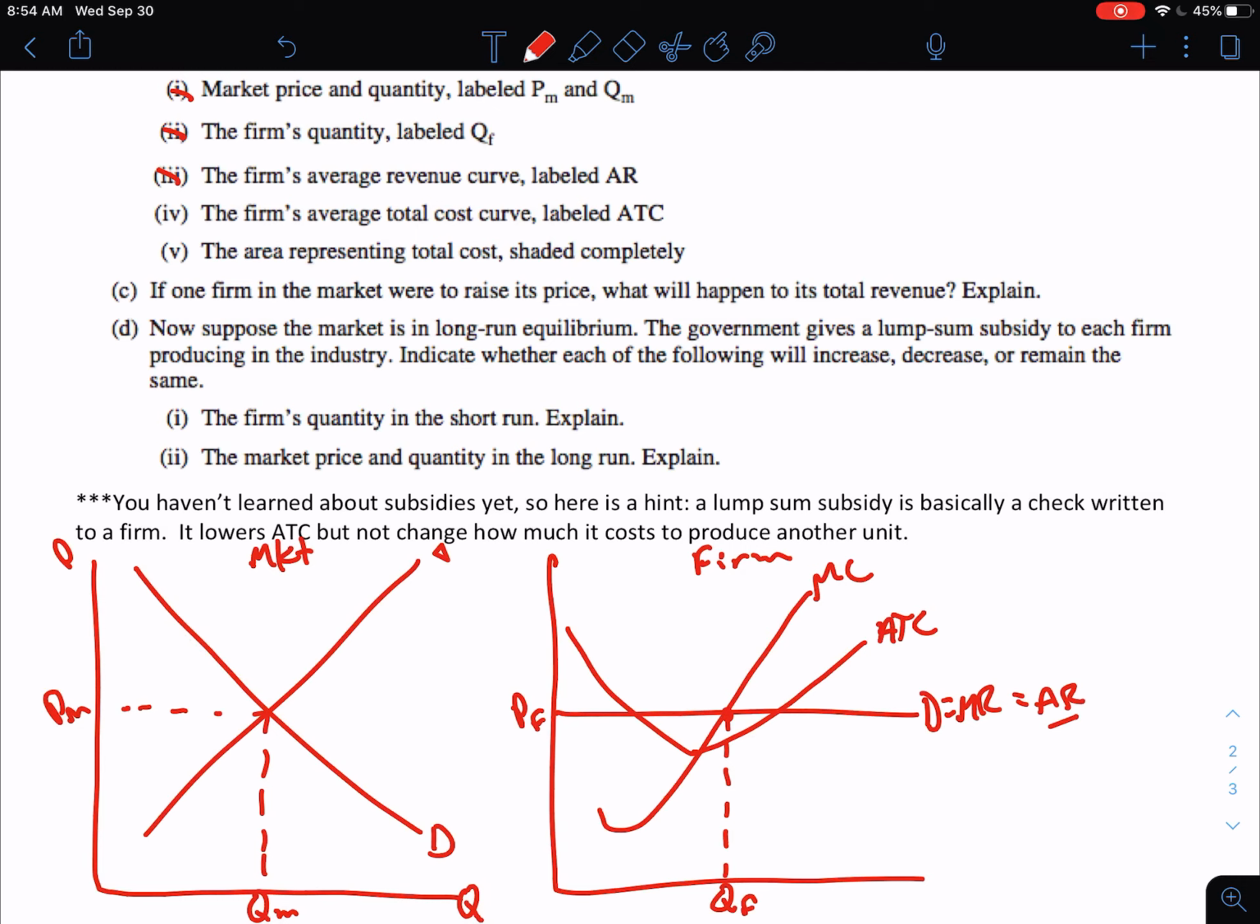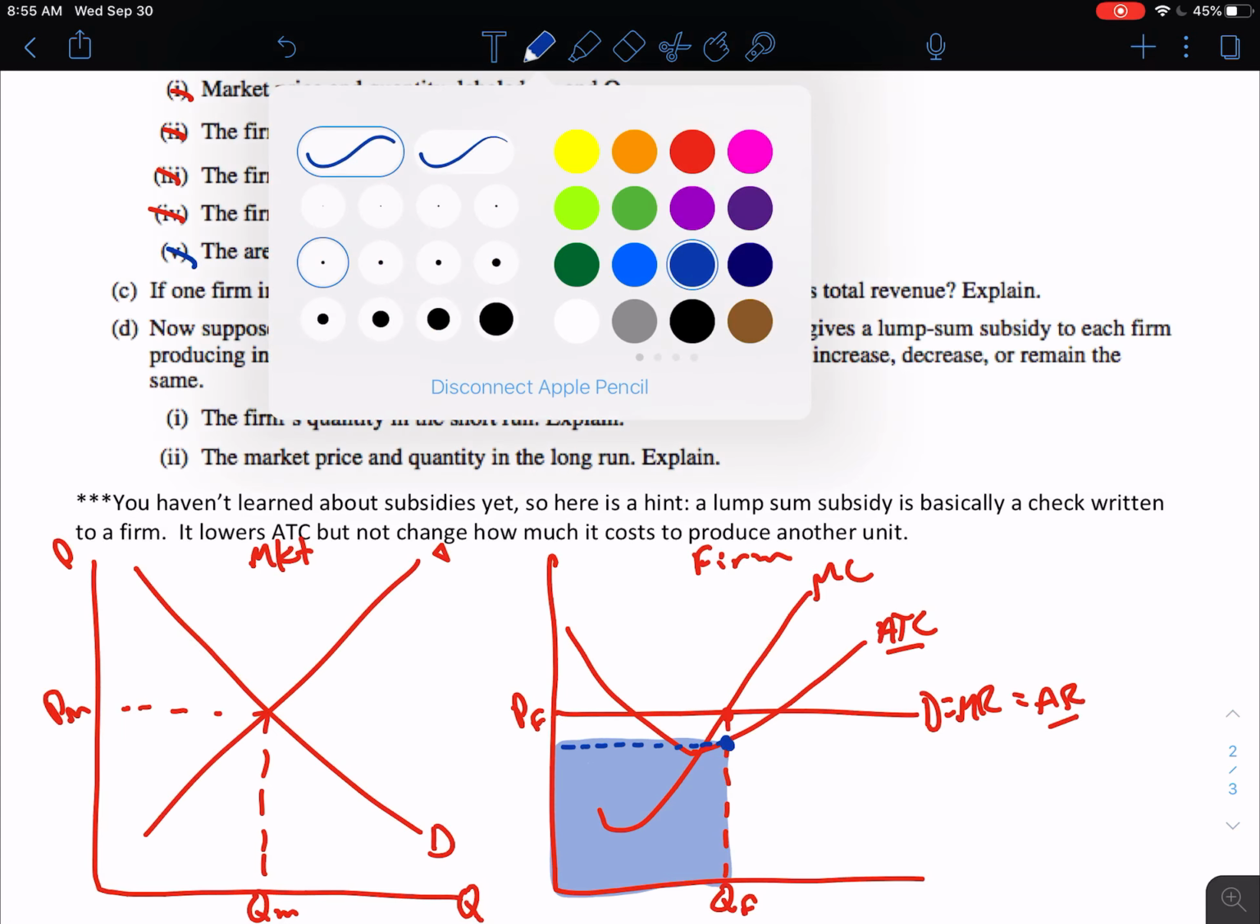The firm's average total cost curve labeled ATC, that's a standard that we would always do, and the area representing total cost shaded completely. This is something that we haven't talked about directly, but obviously it's not terribly difficult to figure out. So our average total cost curve is here, and then our total cost is just going to be ATC times Q. Okay, so then we will shade this in completely. It is kind of satisfying to draw with the highlighter. All right, so that is our area shaded completely.